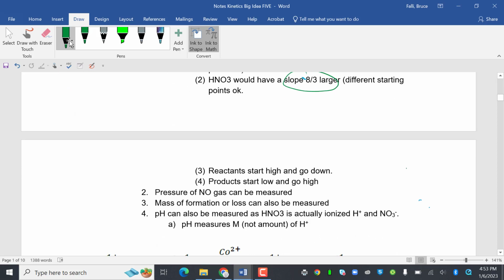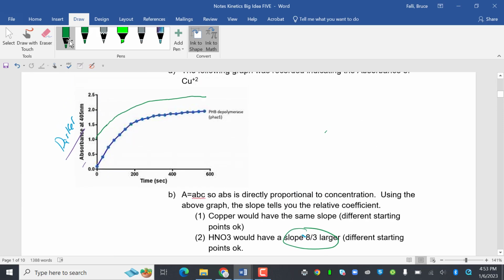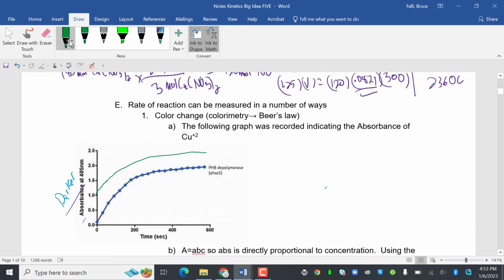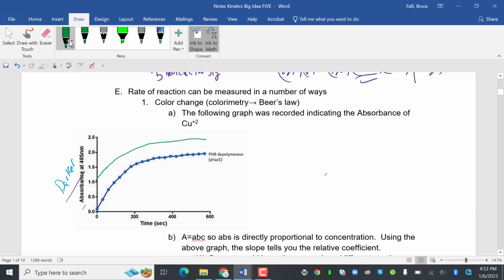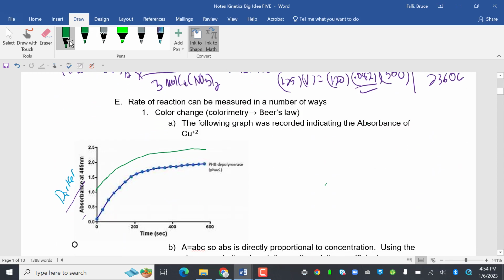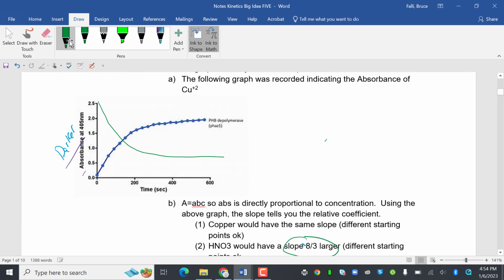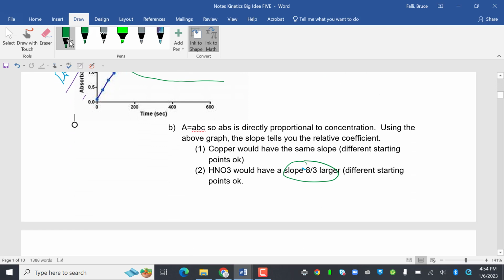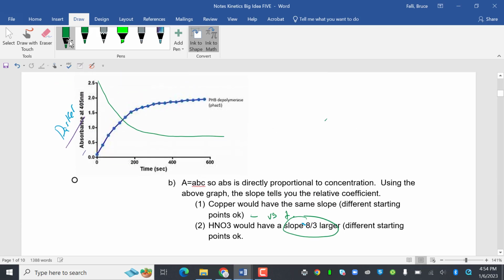Reactants start high and go down. Products start low and go high. So did I do that right? This one started low. Copper plus 2. Copper would have the same slope. Oh no, it wouldn't. On this, copper is a reactant, so it would start off going down, and the slope would be the same. Same slope, different starting points, okay, but it would be negative versus positive. It's really hard to see, but you see how these are level, and these are level. That means they're going to equal out at the same time.